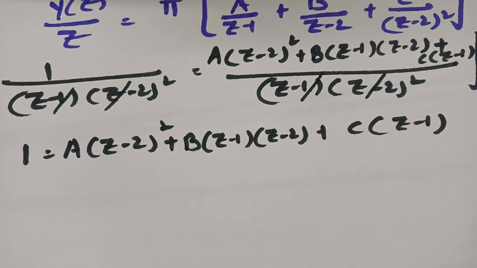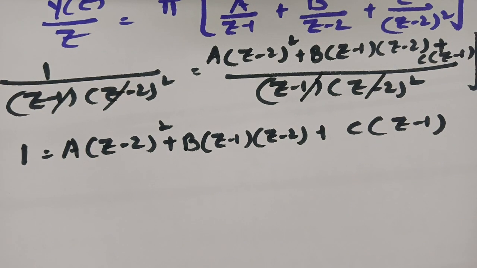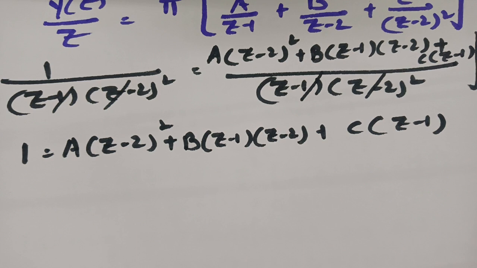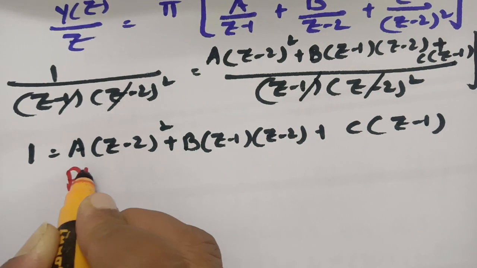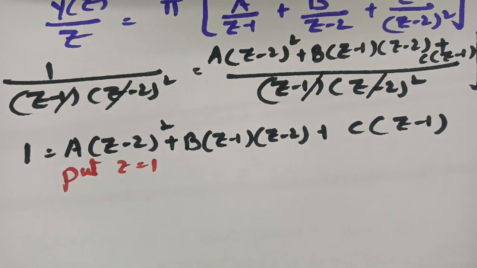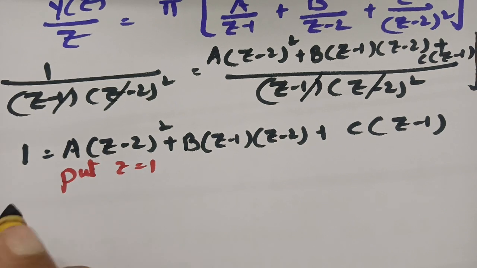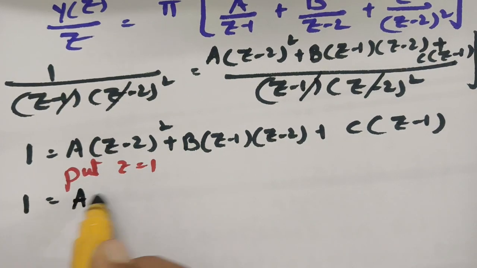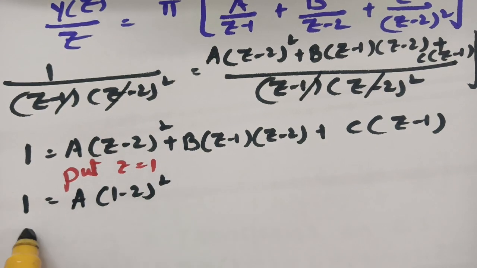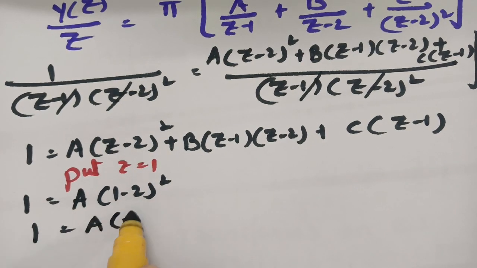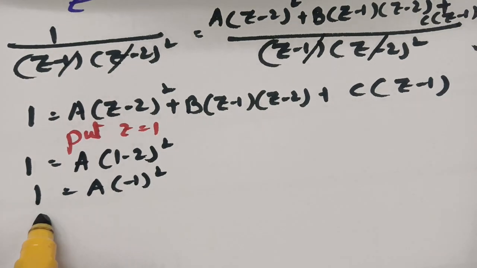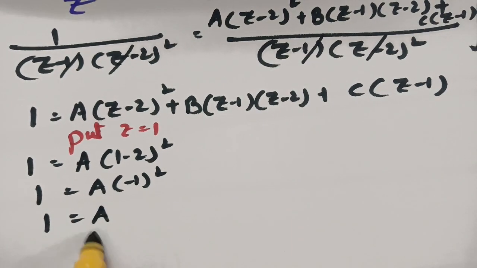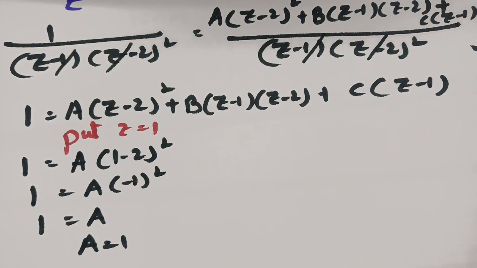Now we need the values of a, b as well as c. Now put z = 1. If I keep z = 1, this will become 1 = a times (1-2)², and the other terms will be 0. So 1 = a times (-1)², which gives 1 = a. So we got the value of a as 1.